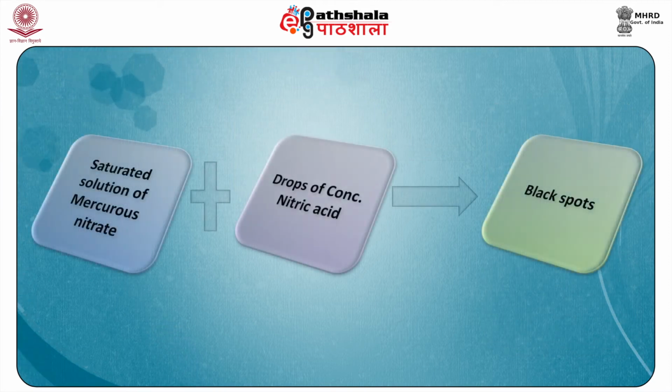Coming to another one, the mercurous nitrate, and what is done here is a saturated solution of mercurous nitrate containing a few drops of concentrated nitric acid is used as the spraying reagent, and when you use this as the spraying reagent, black spots are observed in case of barbiturates.